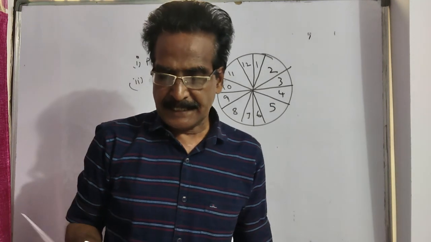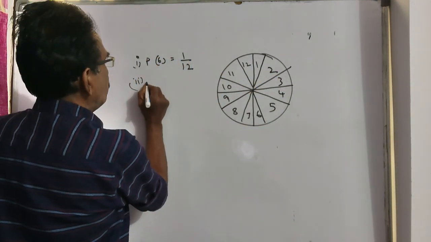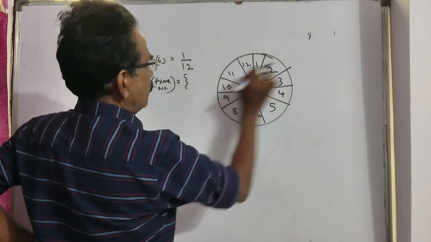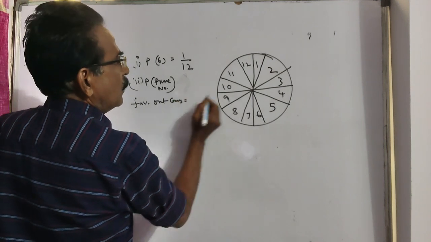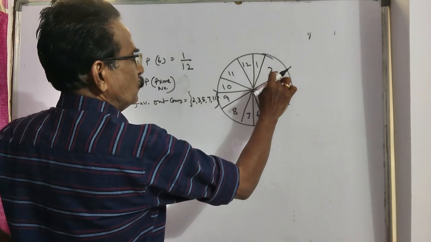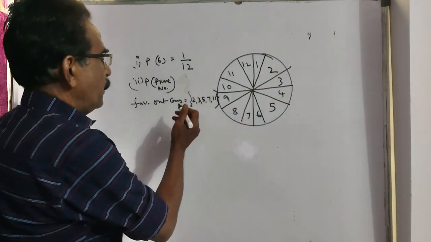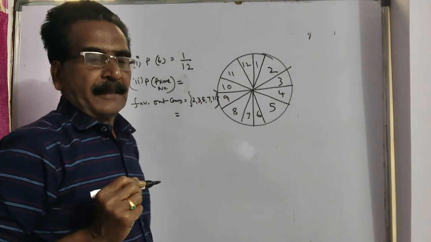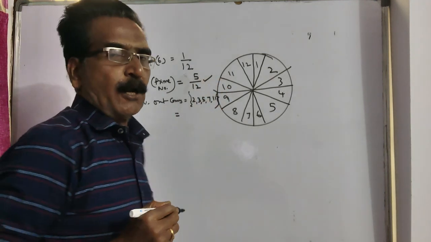And the second question, pointing at a prime number. How many prime numbers are here? 1 is not prime, 2 is a prime number. So probability that it will rest at a prime number: favorable outcomes are 2, 3, 5, 7, 11. These are the 5 favorable outcomes, all prime numbers. So probability of resting at a prime number is equal to 5 by total number of cases 12. 5 by 12 is the probability for the second event.